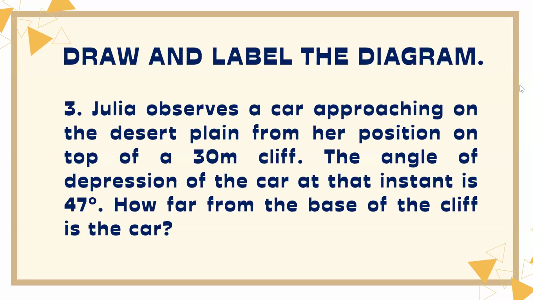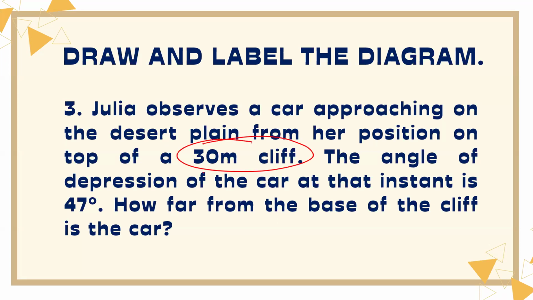Okay, so let's read number 3 together. Julia observes a car approaching on the desert plain from her position on top of a 30-meter cliff. The angle of depression of the car at that instant is 47 degrees. How far from the base of the cliff is the car? Okay, let's help Julia determine the distance from the base of the cliff to the car. So again, we have the given information. We have the height of the cliff, the angle of depression, 47 degrees, and we want to know the distance from the base of the cliff to the car.